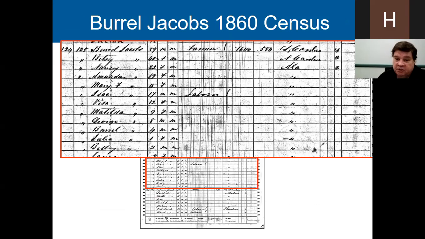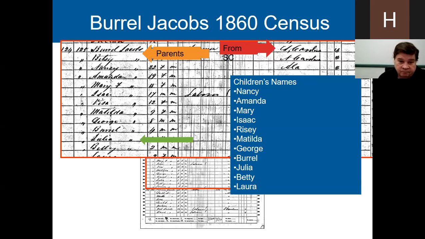The fact that he shows up in the 1850 census indicates he was a free person in 1860. And Julia's listed there as his daughter. Parents are Burl and Betsy, and they're from South Carolina. And I'm going to put down the children's names. They're a little hard to read, and I'm going to want to go back to them, so I'm going to type them out. Nancy, Amanda, Mary, Isaac, Risey, Matilda, George, Burl, Julia, Betty, and Laura.